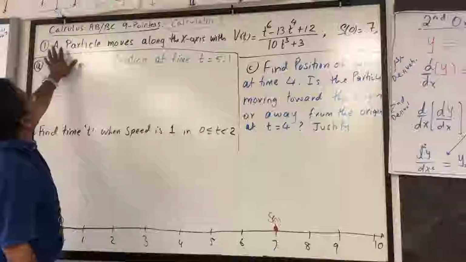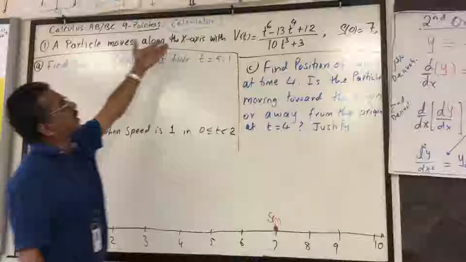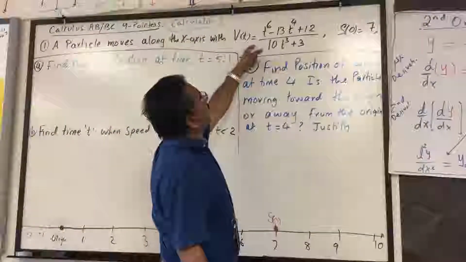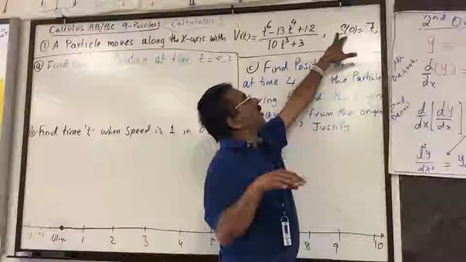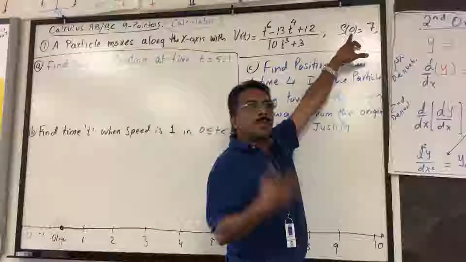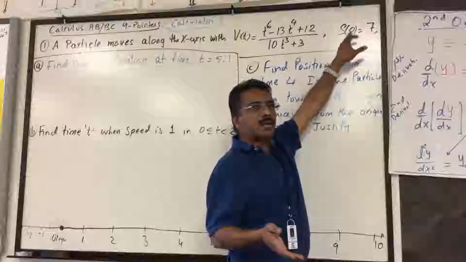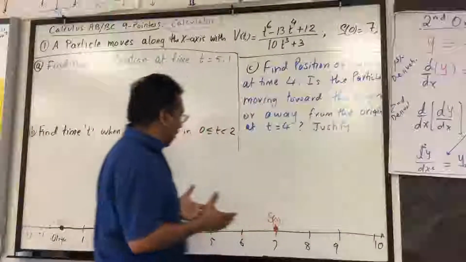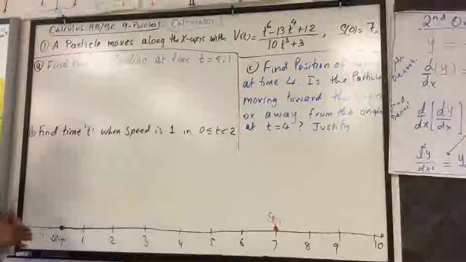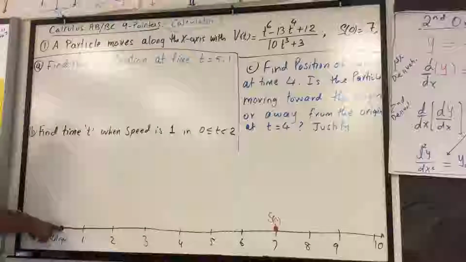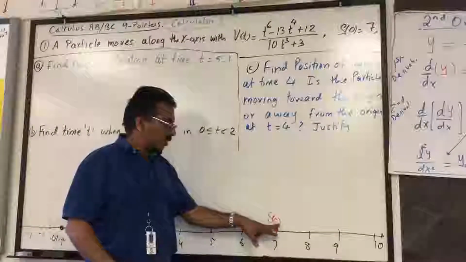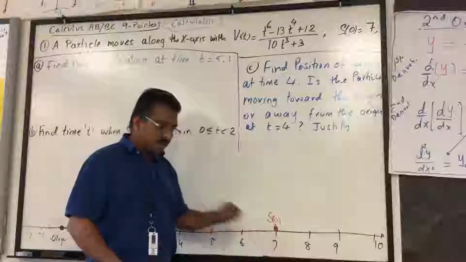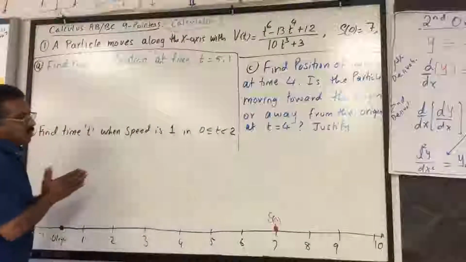So if you see this question, a particle moves along the x-axis with a velocity function given, and also the initial condition is given: at the beginning, time t equals 0, the position is given as 7. I just thought of showing the visuals here. So this is the starting point, and in the beginning the particle is right here. When s of 0, that means it's 7. So just a beginning part.